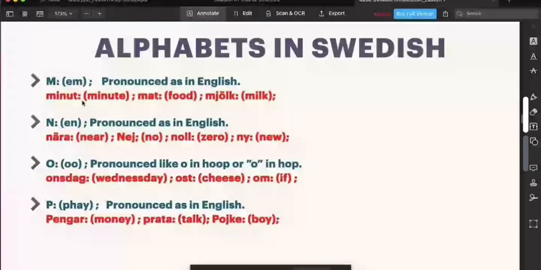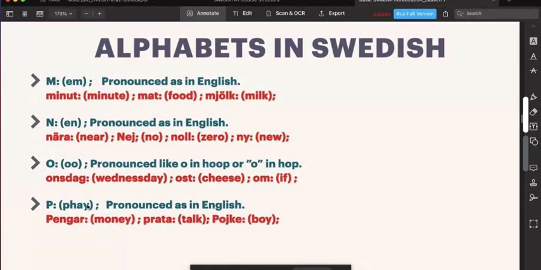And next is N. Ny is new and nej is no. Before that is nära, near. And next is O, onsdag, ost, hemma.